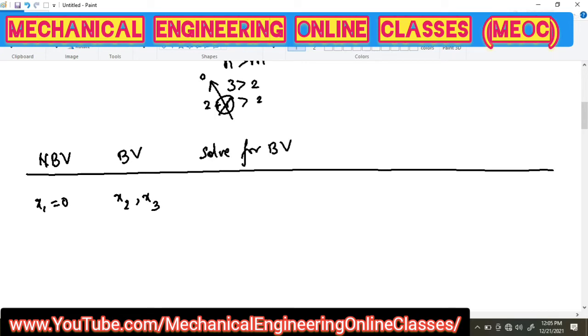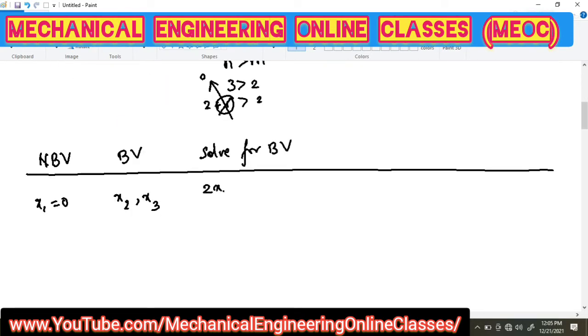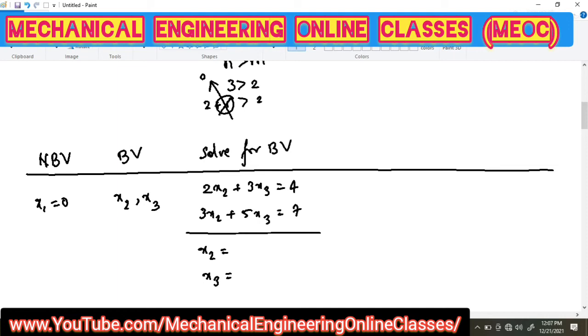So let us solve for x2 and x3 by substituting x1 as 0 in the 2 equations. So we will have 2x2 plus 3x3 equal to 4 and 3x2 plus 5x3 is equal to 7. Let us solve these 2 equations and find the value of x2 and x3. So I got x2 as -1 and x3 as 2. I'm solving all these problems using my scientific calculator. Now that we have the values of all the variables, x1 is 0, x2 is -1, x3 is 2, we can find the corresponding z value.